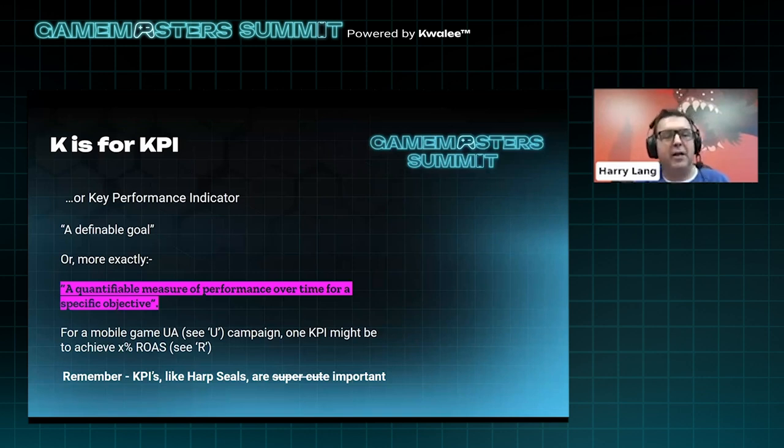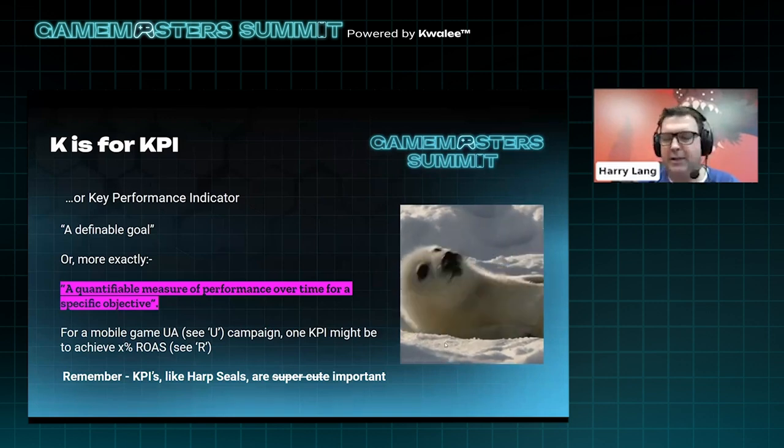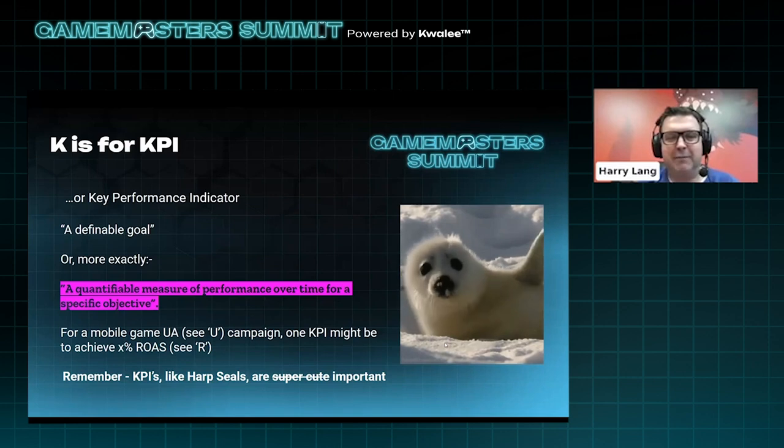A KPI is a definable goal, or the dictionary definition would be quantifiable measure of performance over time for a specific objective. So if we're talking about mobile games user acquisition, or UA, one campaign KPI might be X% ROAS, or return on advertising spend. So it's crucial to set KPIs. And this was just an excuse to put a harp seal in because everyone likes harp seals. It's easy presentation for them. But KPIs are critical of knowing how well you're doing against your objectives.